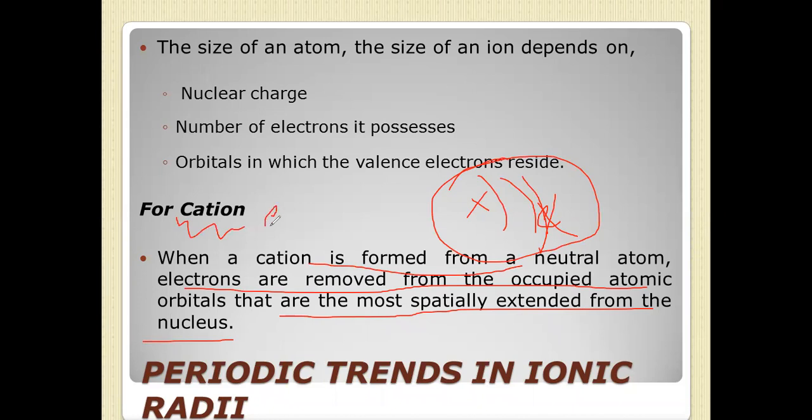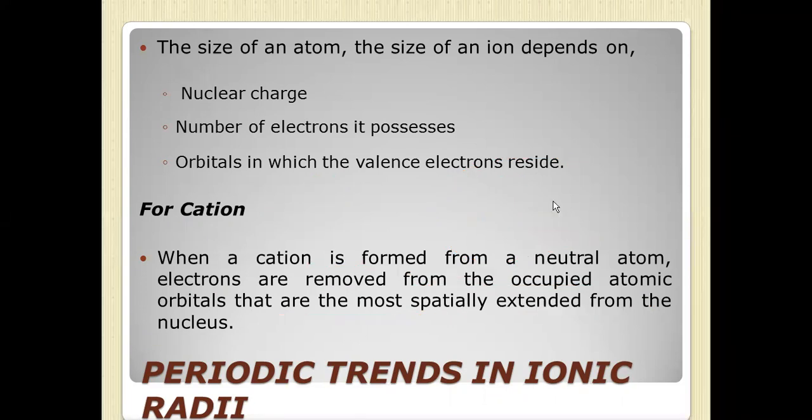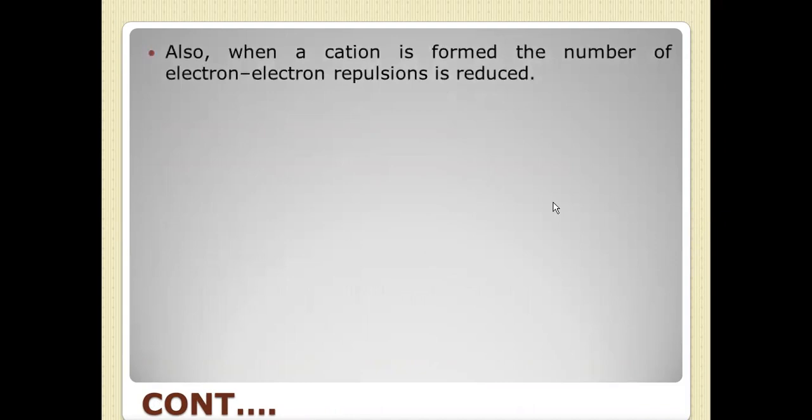If it loses one electron, it will become what? X plus. If it loses two electrons, it will become 2 plus. This is how the cation is created, right? As a result, when a cation forms, the electrons are removed externally from the nucleus. Also, when a cation forms, the number of electron repulsions also reduces.